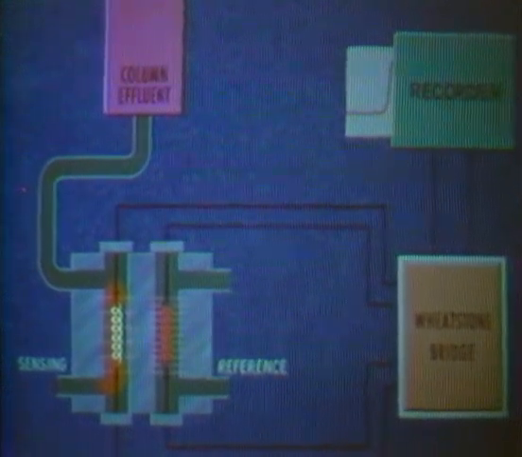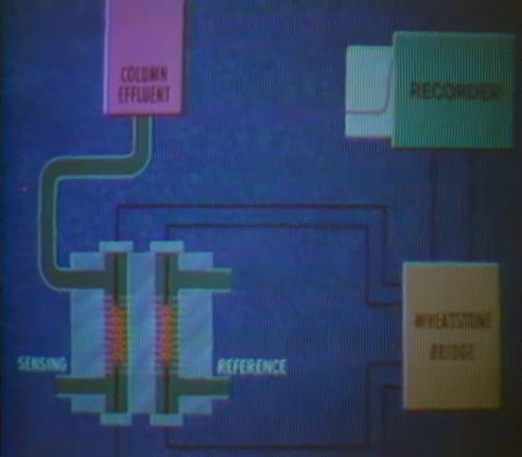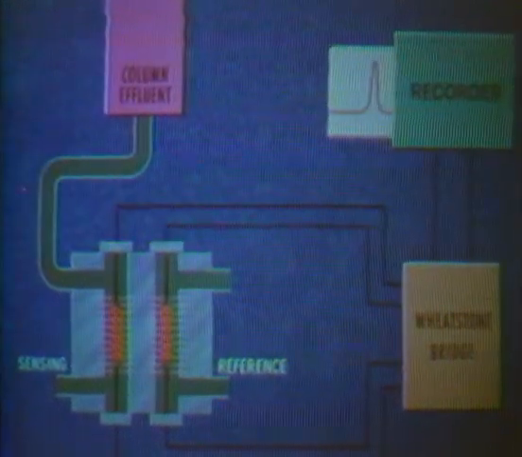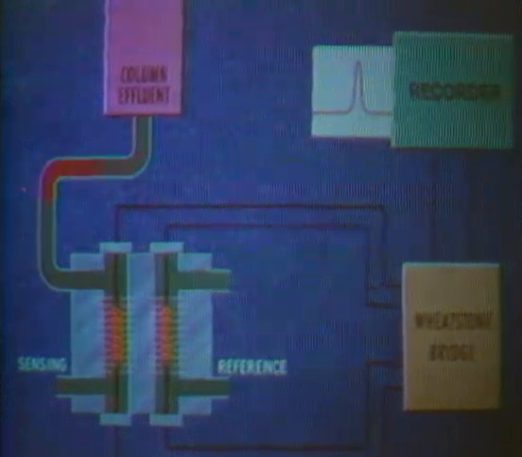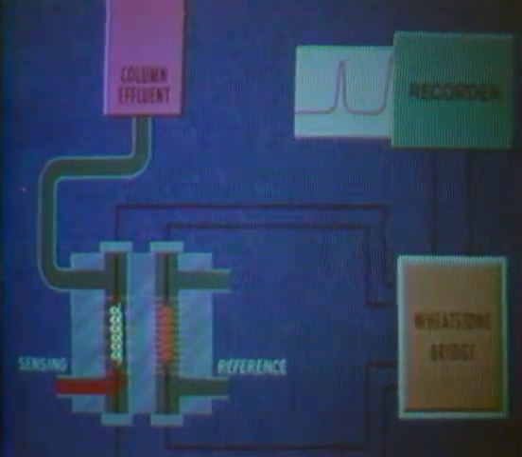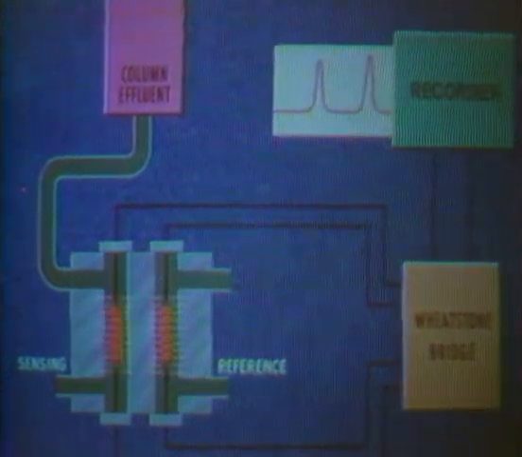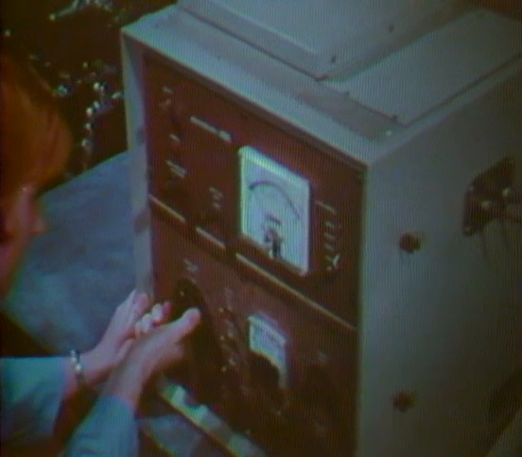After the sample component has passed the detector cell and pure carrier gas is again flowing from the column, the bridge regains its balance and the pen returns to the baseline. The same thing happens each time the carrier gas brings another component into the detector cell. The advantages of a thermal conductivity cell are that it responds to all sample components, is non-destructive, and easy to operate. Its major limitation is its moderate sensitivity.